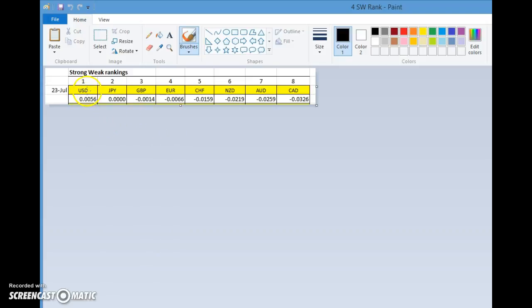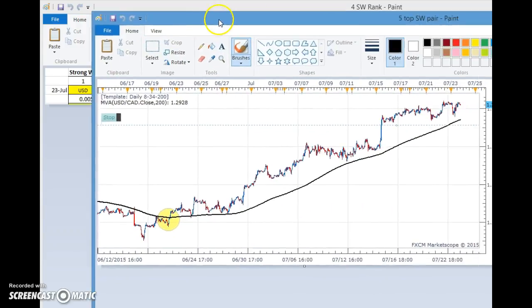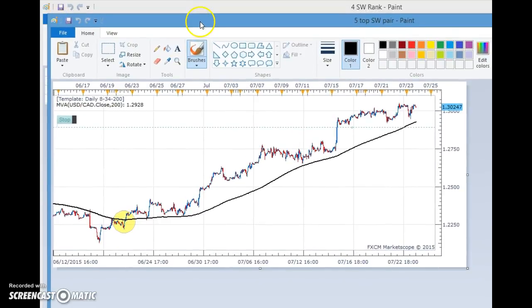So the way I use this for my trading is I take the strongest and the weakest, and that's going to be my trade. Now if we look at the chart of the US Canadian dollar, this is a 1-hour chart going back to about the 12th of June. You can see we have a very nice uptrend going. And when we have an uptrend, that's what we want to be trading. We want to be trading what is trending.